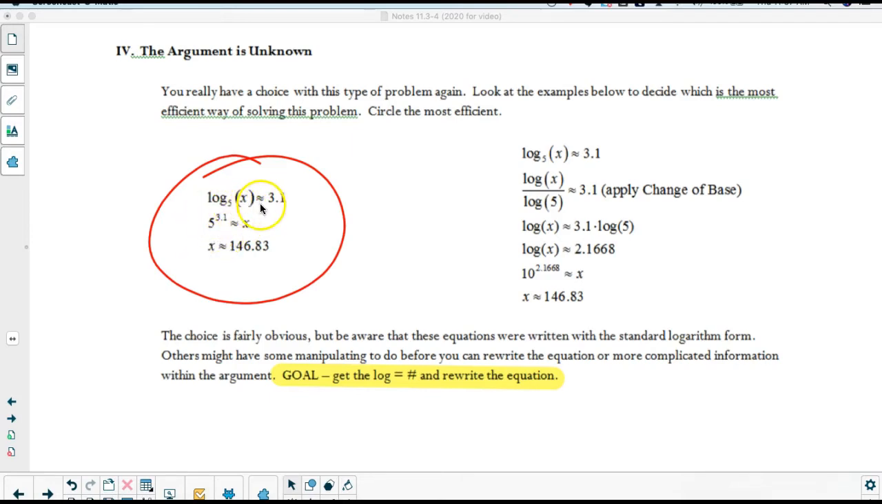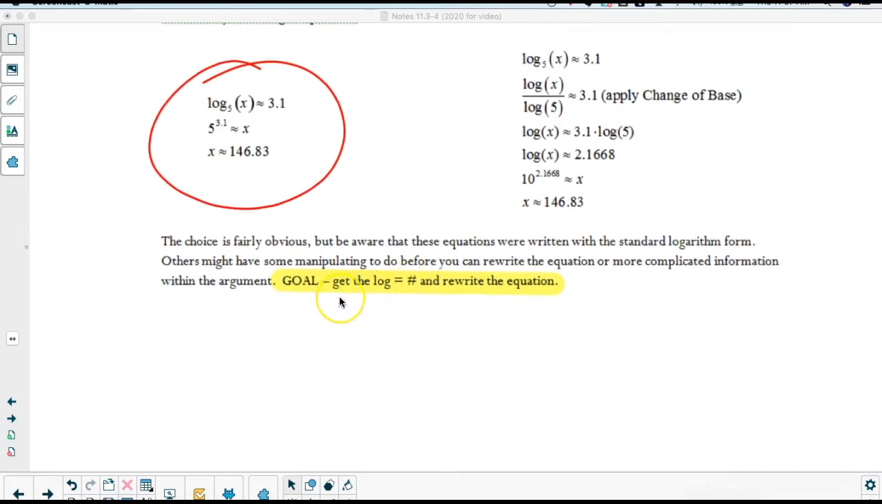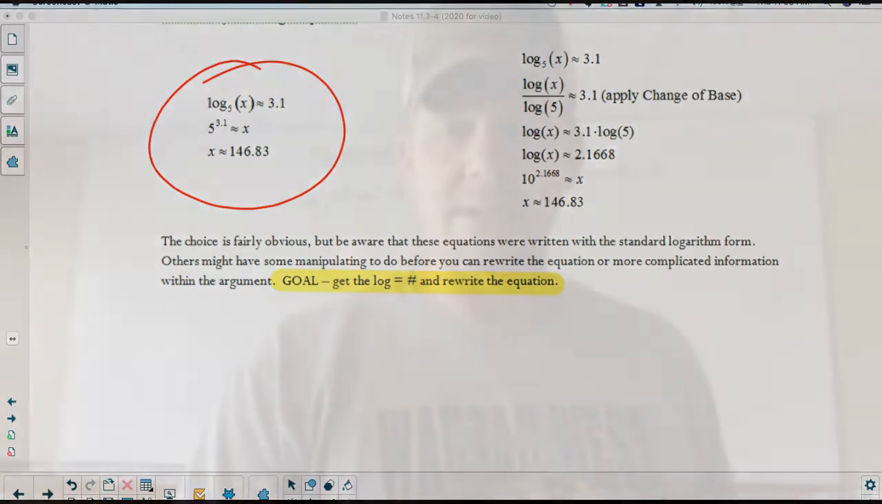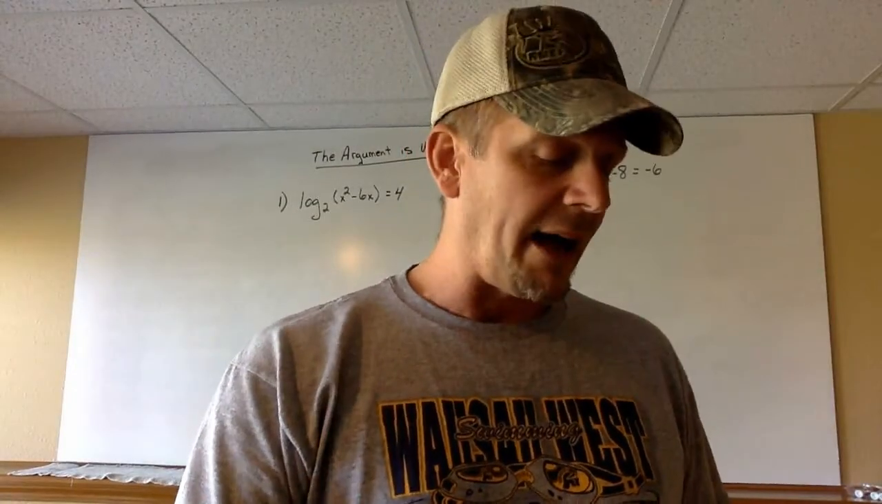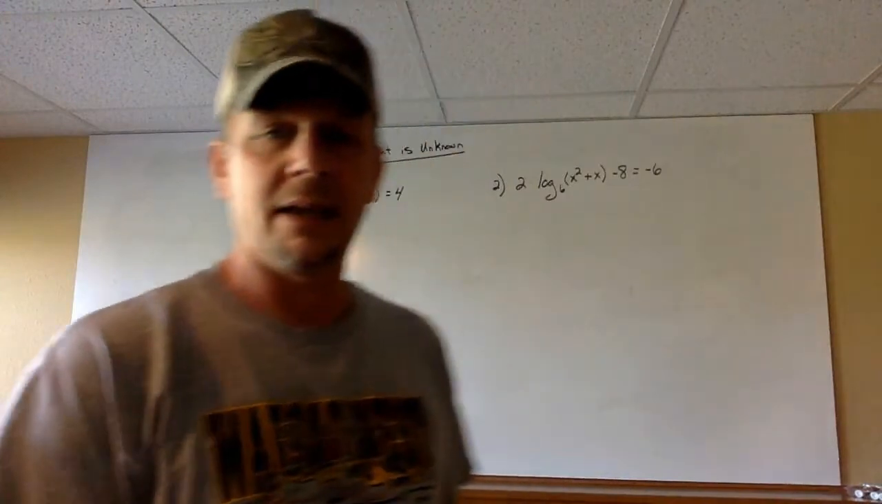So log base 5 of x is approximately equal to 3.1. What is x? Well, x is what 5 to the 3.1 is if I change it into that. So it's 146.83. The ultimate goal when we're solving logarithmic equations is to get the log all by itself, just the log equaling a number on the right side, and then we rewrite the equation. Examples, I've got 2 examples here, and when I'm done with these 2 examples, I encourage you to try the next 2 before I do them and hit pause.